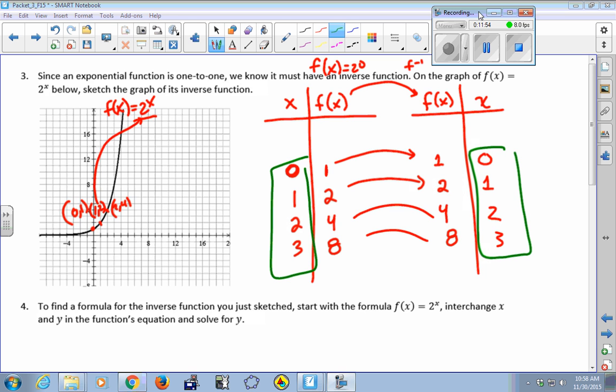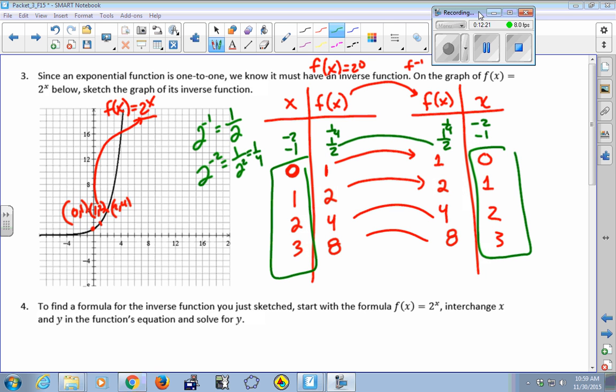Let's take a look at some negative values for X. Negative 1, 2 to the negative 1 is 1 over 2. So that's 1/2. So now you put 1/2 into this inverse function, you'd come back to negative 1. You put a negative 2 into your original function. 2 to the negative 2 is 1 over 2 squared, which is 1/4. Put 1/4 in here, you get negative 2.